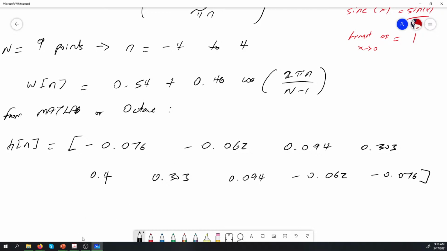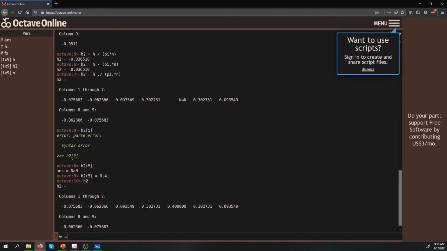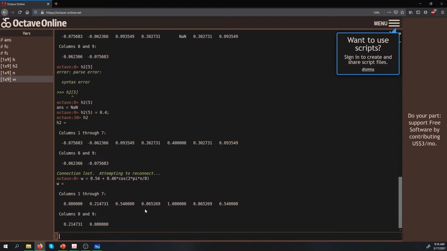So we're going to be solving for this in Octave as well. We can have w here equal to 0.54 plus 0.46 multiplied by cosine of 2 pi n divided by N minus 1, which was 9 minus 1. And we get our w here as required. So we have our w vector here for all our values for w.